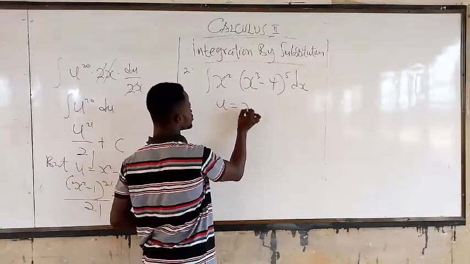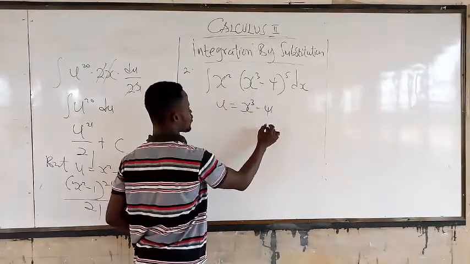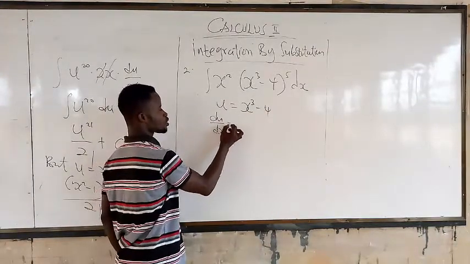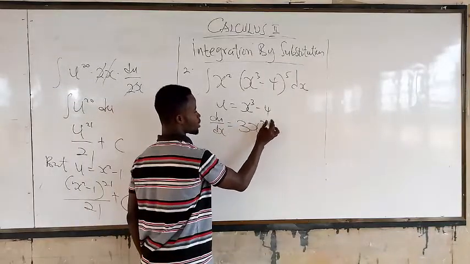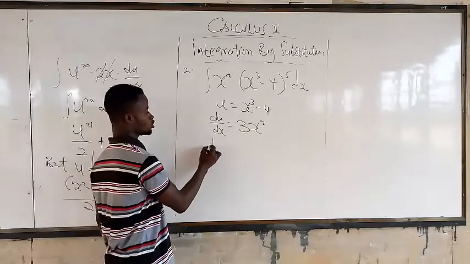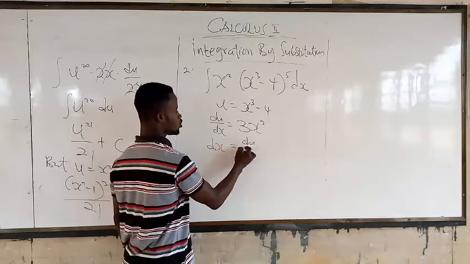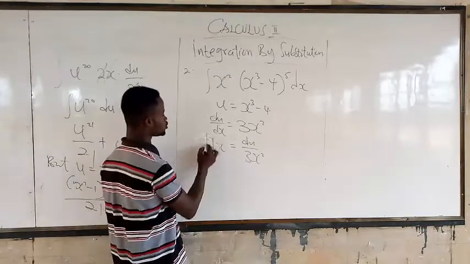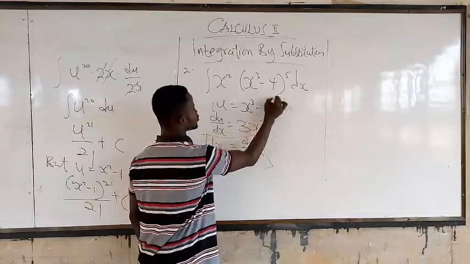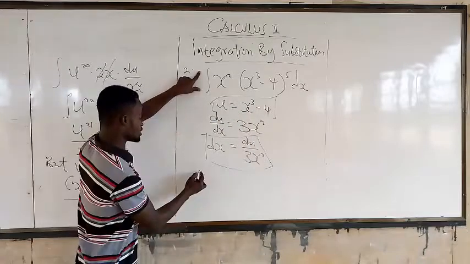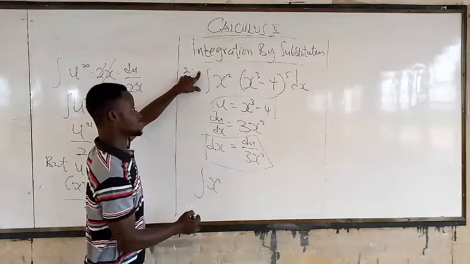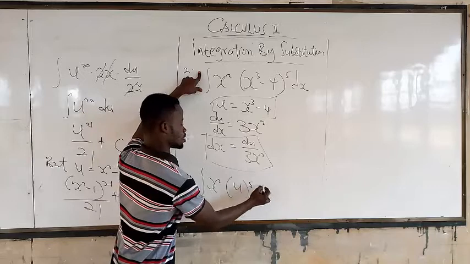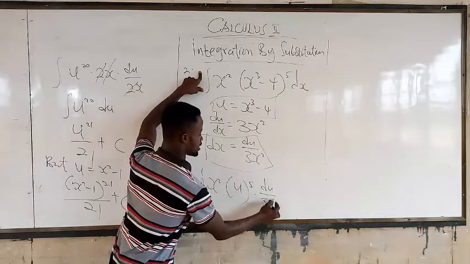So u is equal to s to the power 3 minus 4. So your du ds is going to be 3s squared. This is 0. So your ds is just equal to du over 3s squared. And now we are going to use this and this to do the substitution. So you can see that we get the integral of s squared, then here is u to the power 5, ds is du over 3s squared.